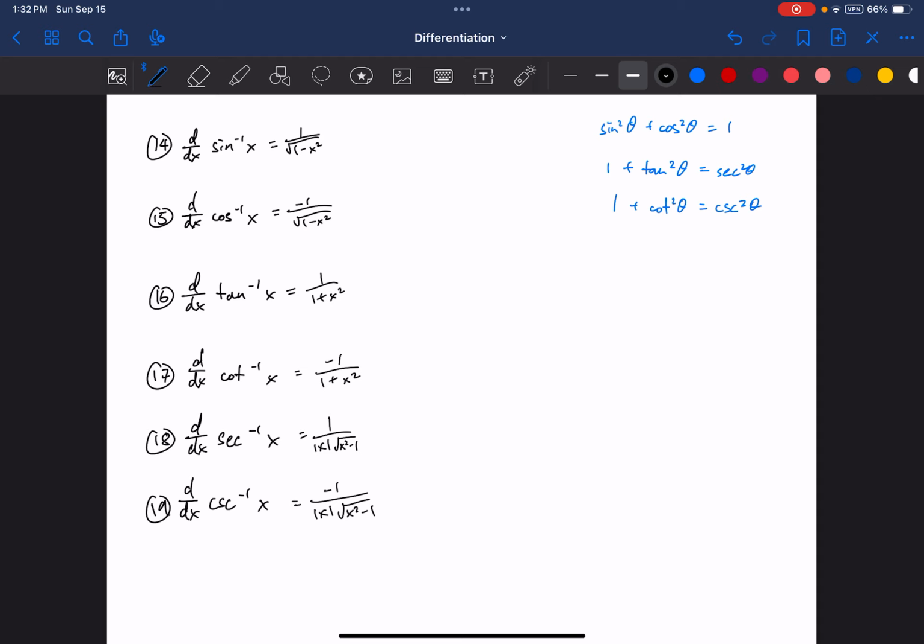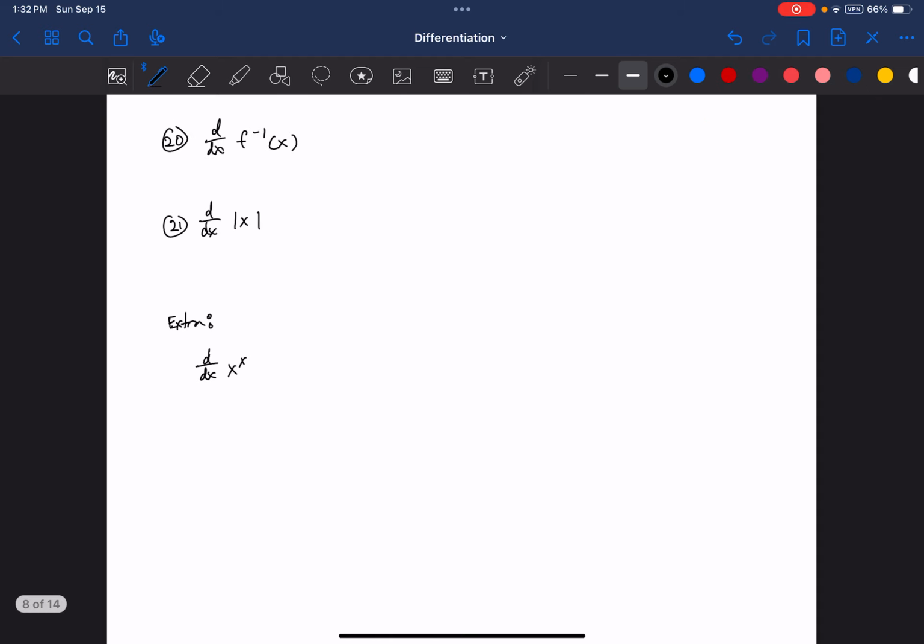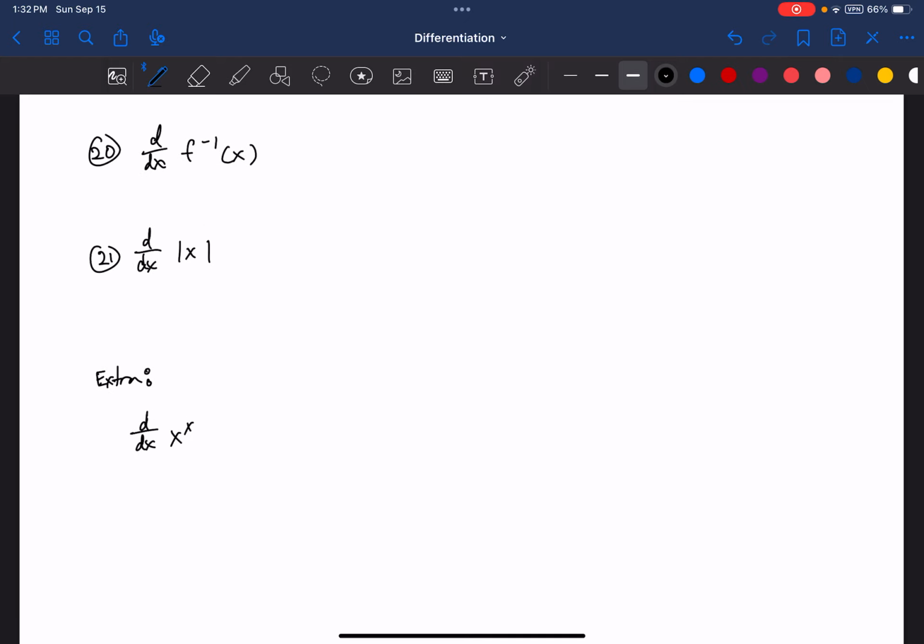All right, and then just two more. I'll give it a little preview. It's just two more, and then the second principle, and we'll be done with this chapter.